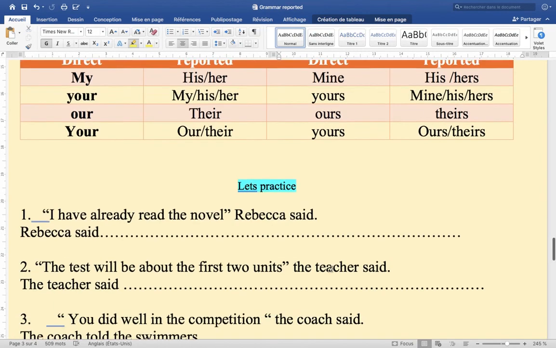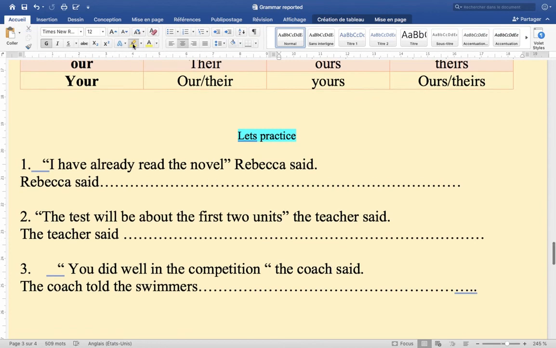So let's practice. We're going to do these exercises. We have here, I have already read the novel, Rebecca said. Which tense do we have here? We have I have already read. What do we have here? This is the present perfect. I have already read the novel.